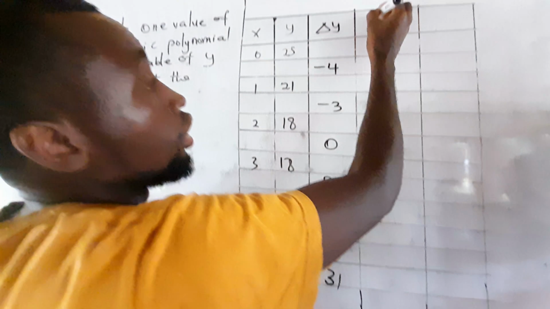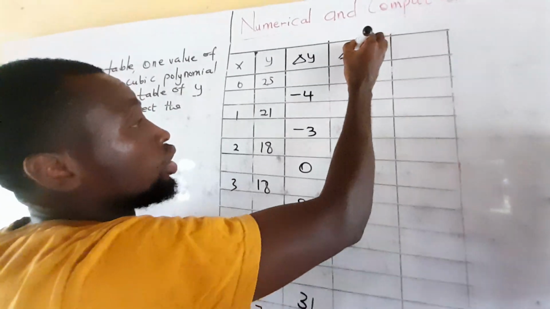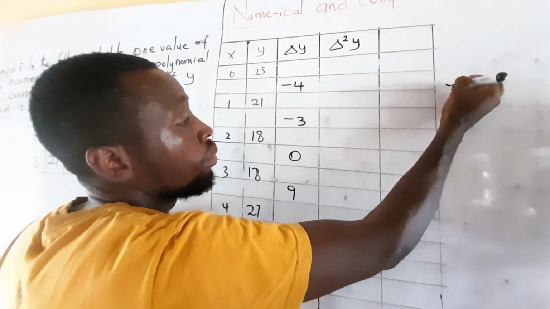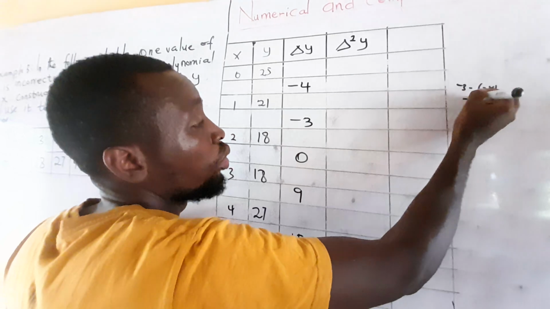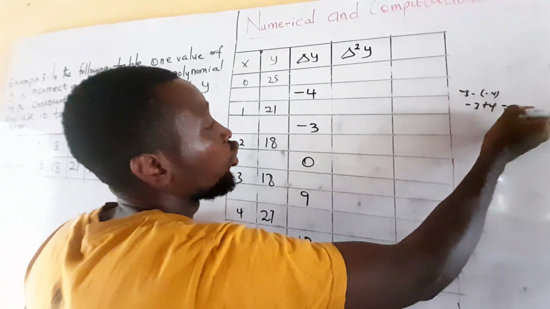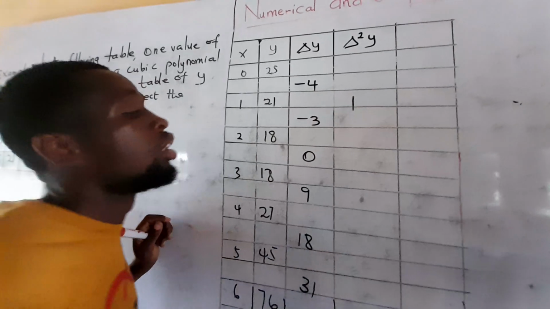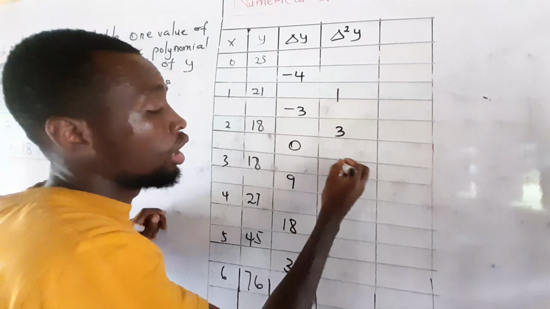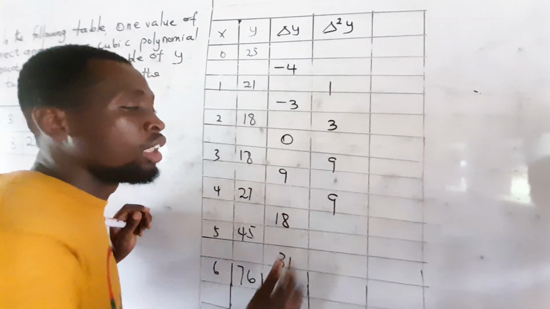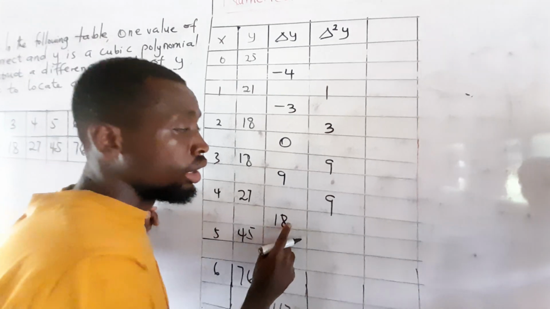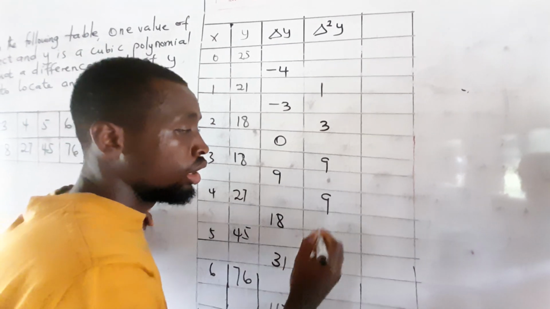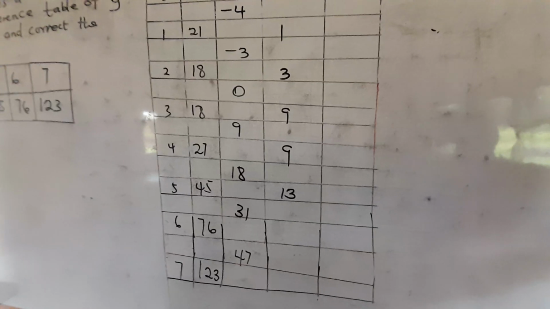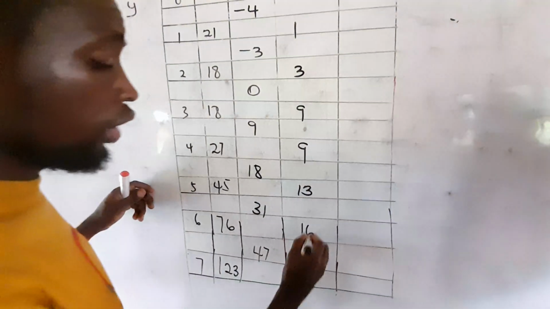Now we'll find the second difference. Remember, they say it's a cubic polynomial. So del square y. So -3 minus -4. That will be -3 plus 4, and is equal to 1. So this will be 1. 0 minus -3, that will be 3. 9 minus 0, that's 9. 18 minus 9 is 9. 31 minus 18, that will give us 13. Then 47 minus 31, that will give us 16.